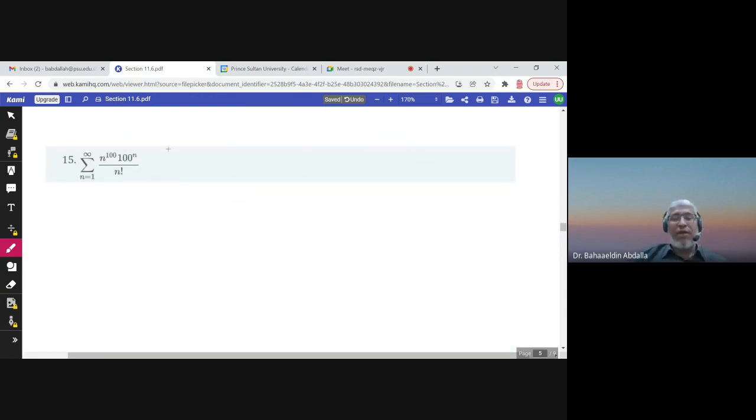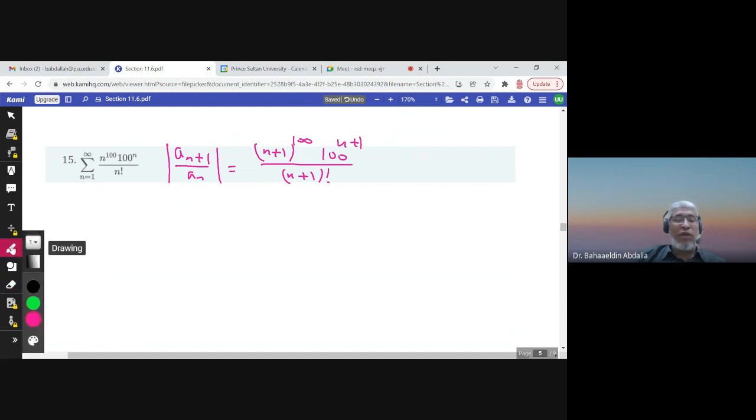Another example, let us find a_{n+1}/a_n. (n+1) to the power 100, 100 to the power n+1, (n+1) factorial. Actually, there is no need of the absolute value because everything is positive, multiplied by n factorial over n to the power 100 times 100 to the power n. Let us see how we can cancel. n to the power 100, (n+1) to the power 100. This one with this, and I have n+1. 100 will remain here.